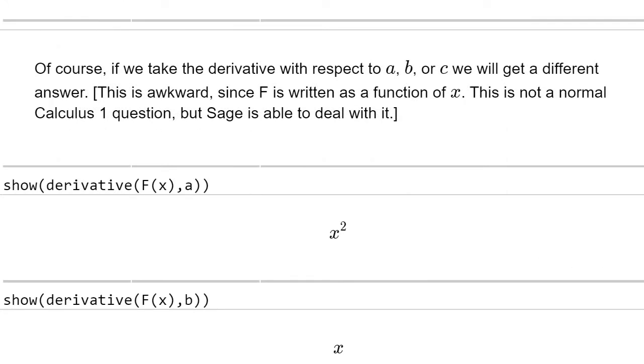If we take the derivative with respect to a, b, or c, we will get a different answer. It's a little awkward in this case because, of course, f is written as a function of x. And this is not a normal calculus 1 question, but I'm doing this example just to show you that Sage can take the derivative with respect to other variables. So here's what happens if you put the capital F function and take the derivative with respect to a. You get just x squared.